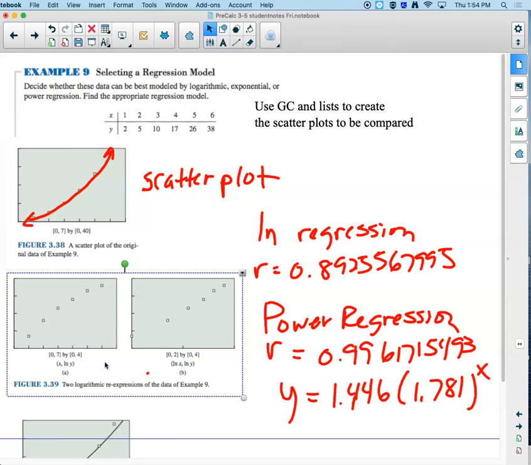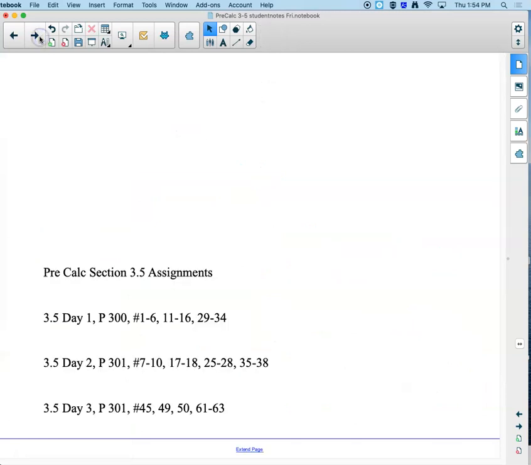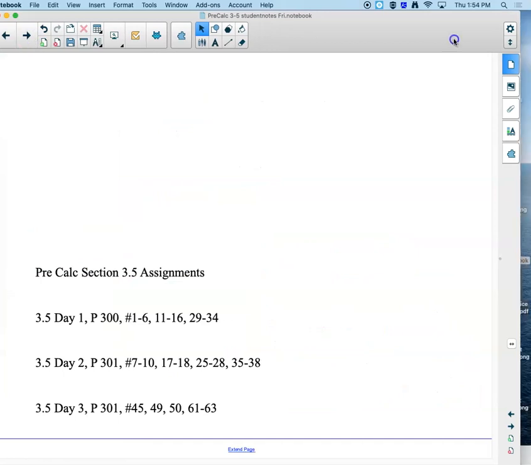That's part of our job, looking at the math and saying this would be the best thing for me to do. So that takes care of section 3.5. We had an objective there to finish up on. So you'll be doing the bottom assignment here, section 3.5, day 3, 45, 49, 50, 61, and 63.